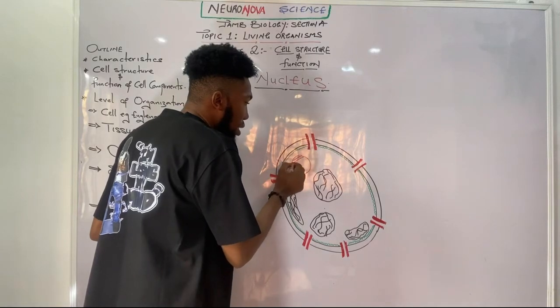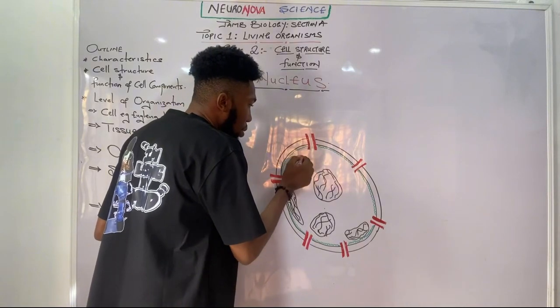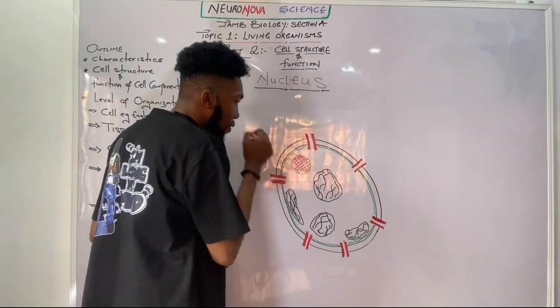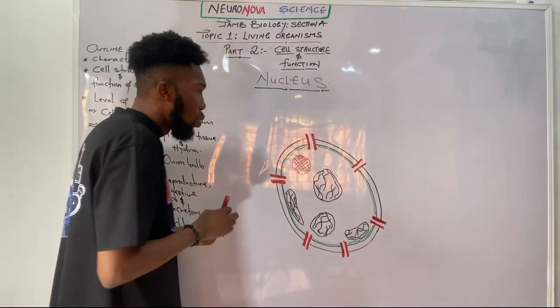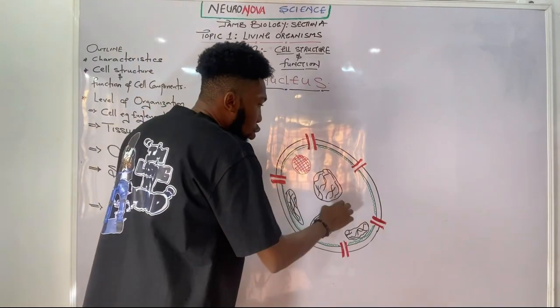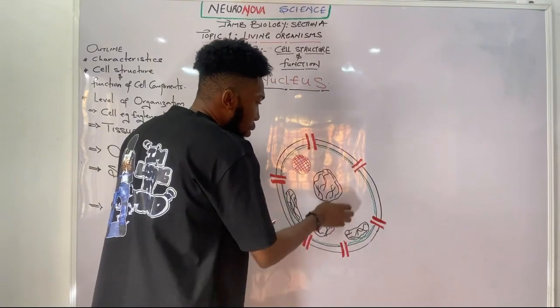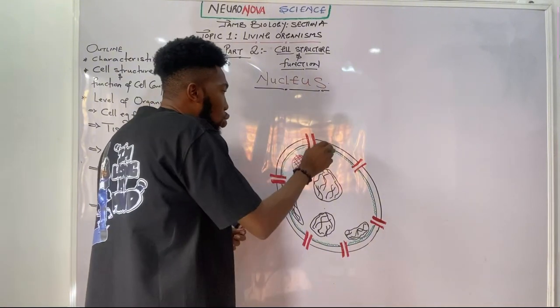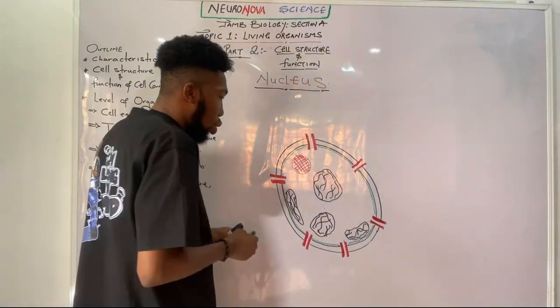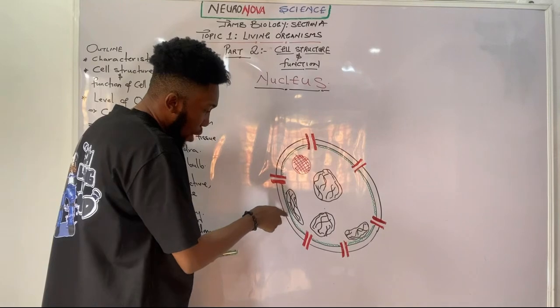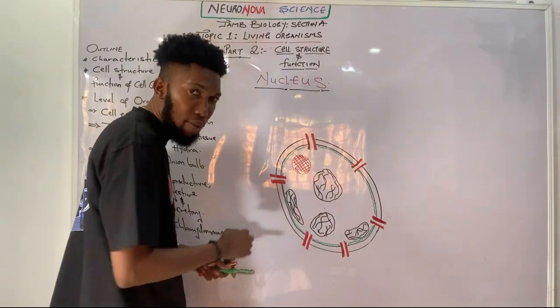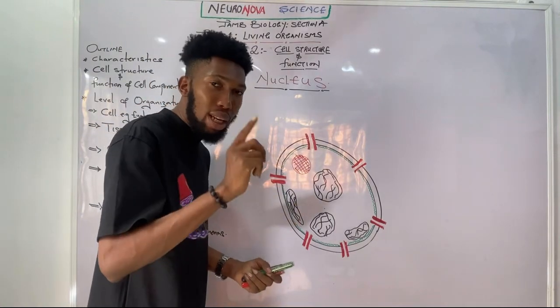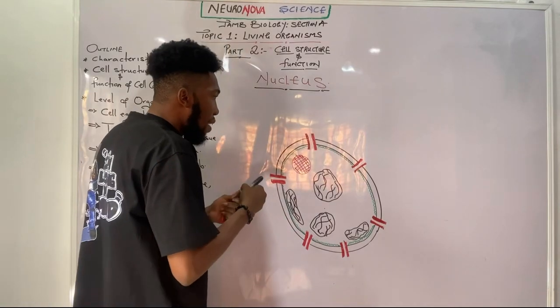I'm going to be adding a structure here, very important. This is a very important structure. We will still discuss that. So it's called the nucleoplasm. Every other thing inside here is the nucleoplasm. Now, what are these double lines? What are these double bound structures? What are these double lines here representing? They're representing the nuclear envelope. The nuclear envelope.